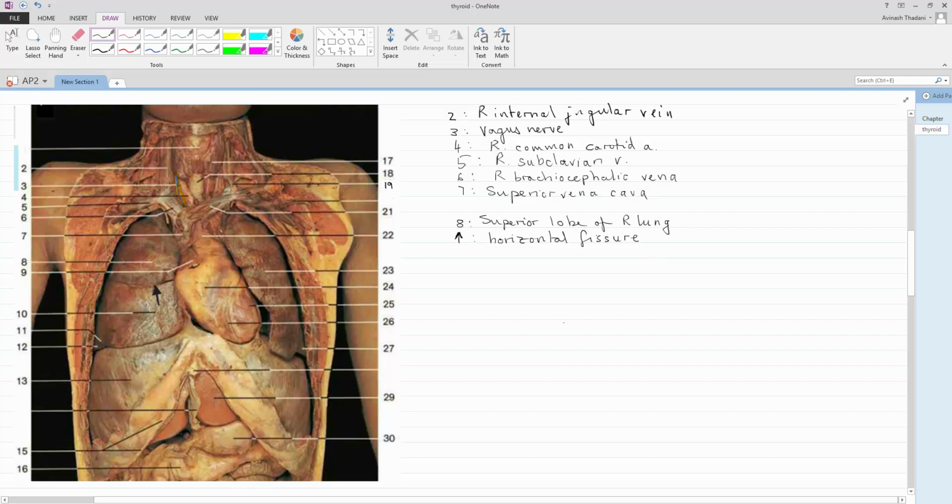Nine is actually the heart, so maybe we'll go down here. I will do it here. 9 is the right auricle, and underneath that is the right atrium. 10 is back to the lungs. 10 is the middle lobe of the right lung.